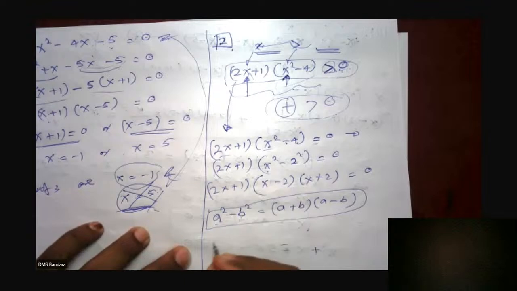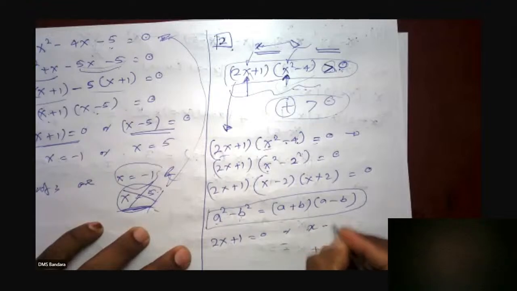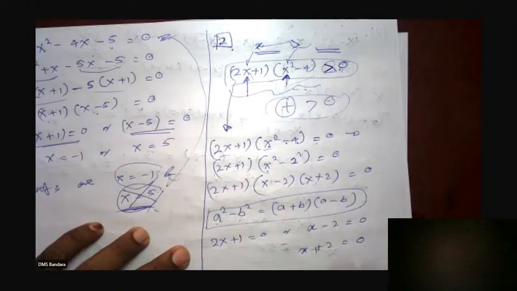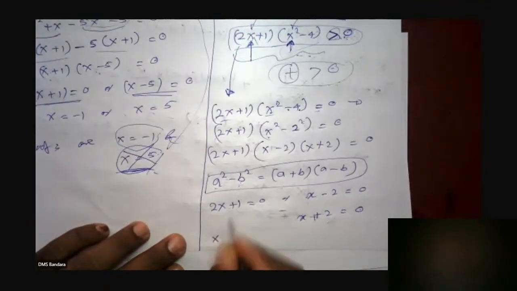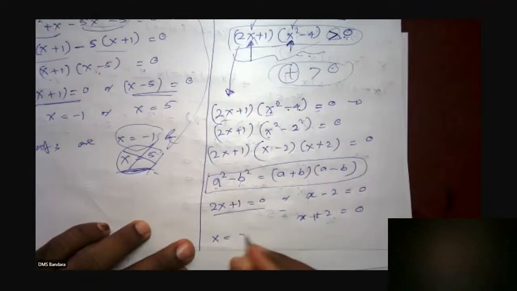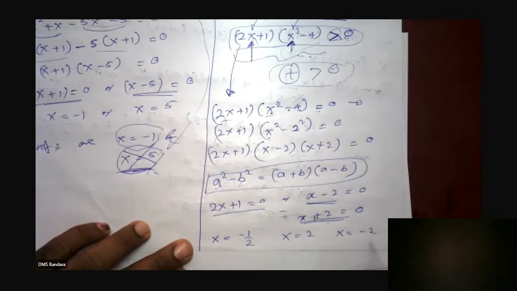Now we can find the values: 2x plus 1 equals 0 or x minus 2 equals 0 or x plus 2 equals 0. Now we can find the value for x. From this one we get x equals minus 1 over 2. From this one we get x equals 2. From the rest one we get x equals minus 2. Now we got the 3 points, right?